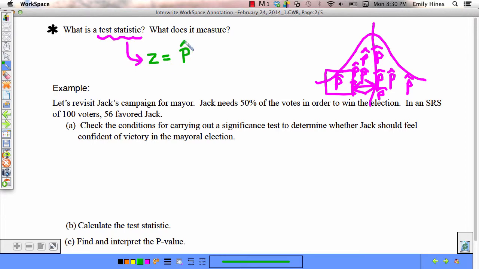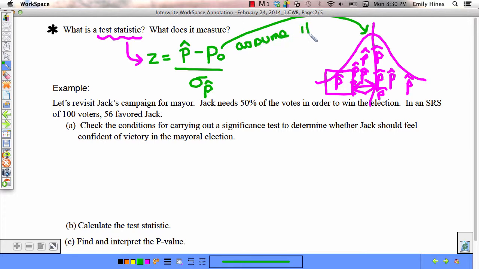It's your p hat value minus the null, divided by the standard deviation of p hat. And the reason that we're using the null here is because we assume that it's true. So we assume it really is p. And remember, this right here is the square root of p times 1 minus p over n. And you can probably guess by now that in these values, you are not using your p hat value, you are using the null.